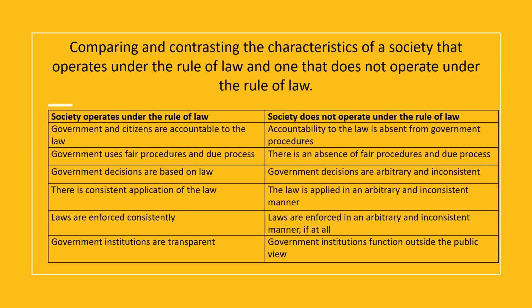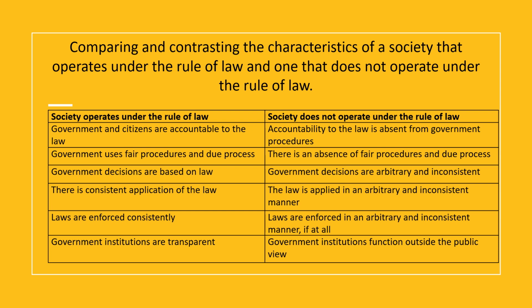A government uses fair procedures and due process if that society operates under the rule of law, but there is an absence of fair procedures and due process for a society that does not operate under a rule of law. Looking at these two concepts, being accountable to the law and government using fair procedures, imagine what it must be like for people if they see that they are being held to a certain standard that other people are not when it comes to being accountable to the law.